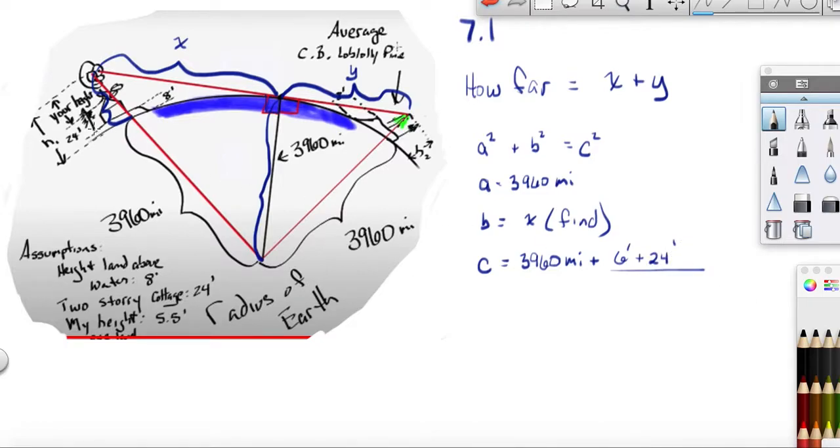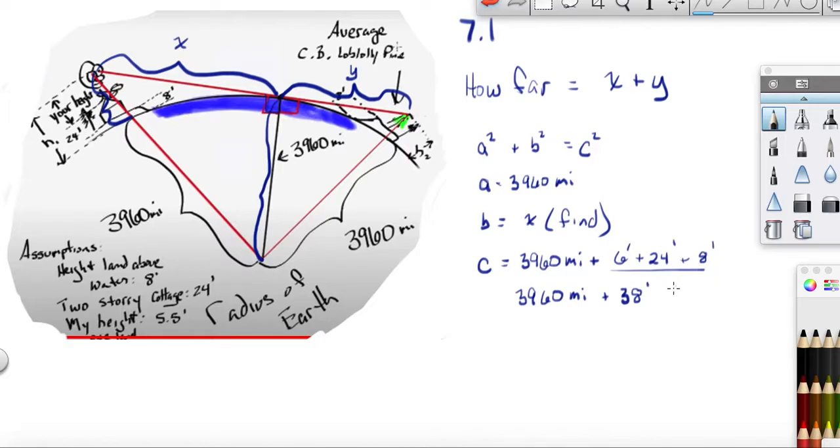And then I looked up how high above sea level the island and the surrounding areas are, and it's about 8 feet on average, although I think we are losing a little bit every year to that. 6 plus 24 plus 8, that is 38. So we get 3,960 miles plus 38 feet.